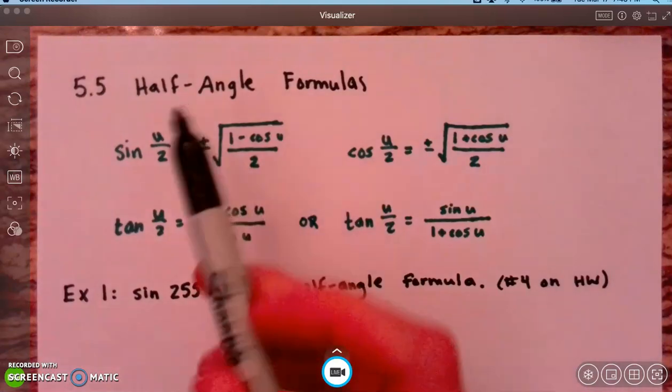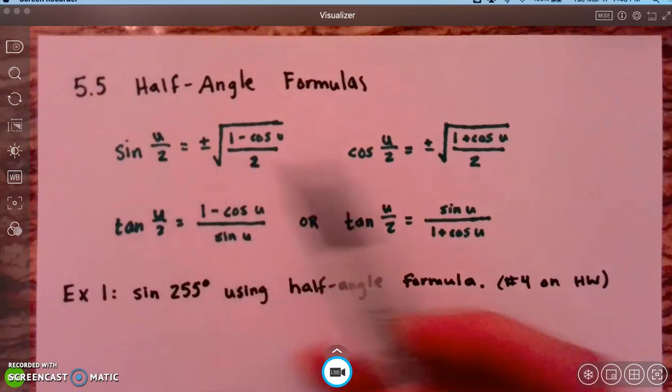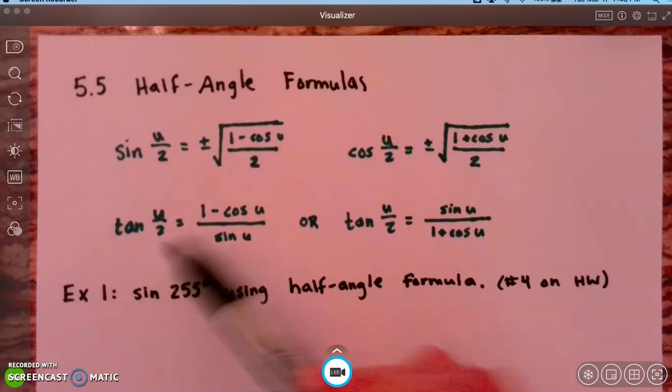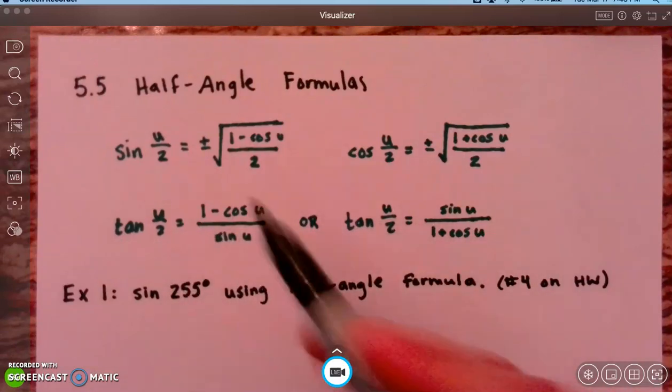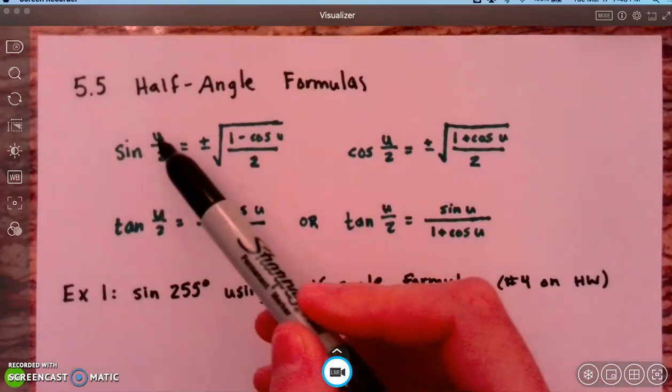So we're going to take a look at the half angle formulas, and we have these formulas given to us: sine of u over 2, cosine of u over 2, and then there are two formulas for tangent. You can use either one. It's really just whatever your preference is. So it's important to understand what u stands for.